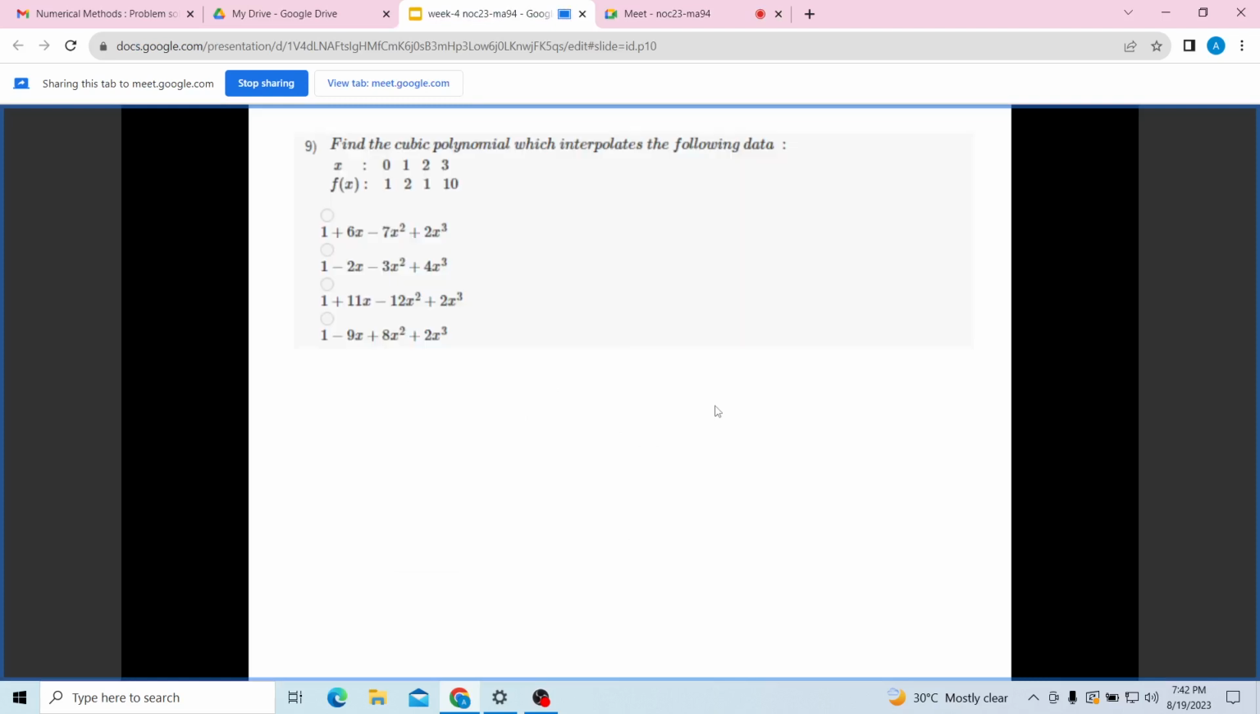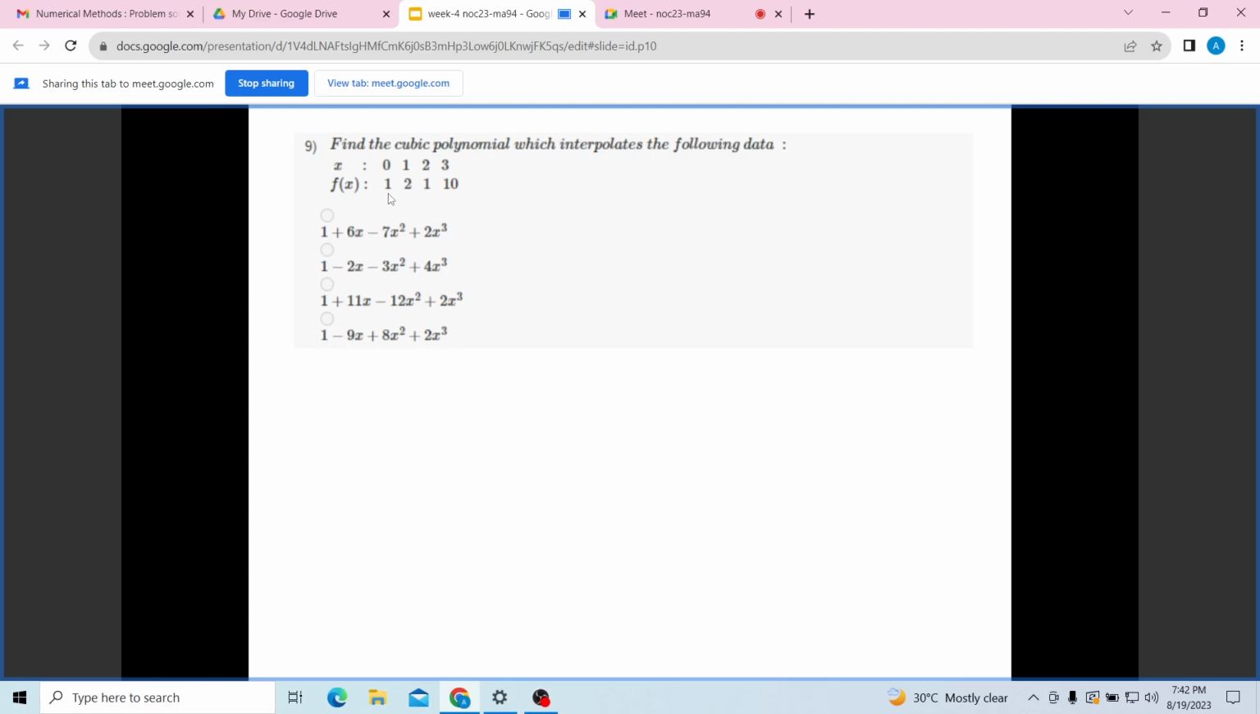Now question number 9 is: find the cubic polynomial which interpolates the following data. So you have been asked to find the cubic polynomial. Data is given, x as 0, 1, 2, 3 and the function values at these x points are given as 1, 2, 1 and 10. Find the cubic polynomial.